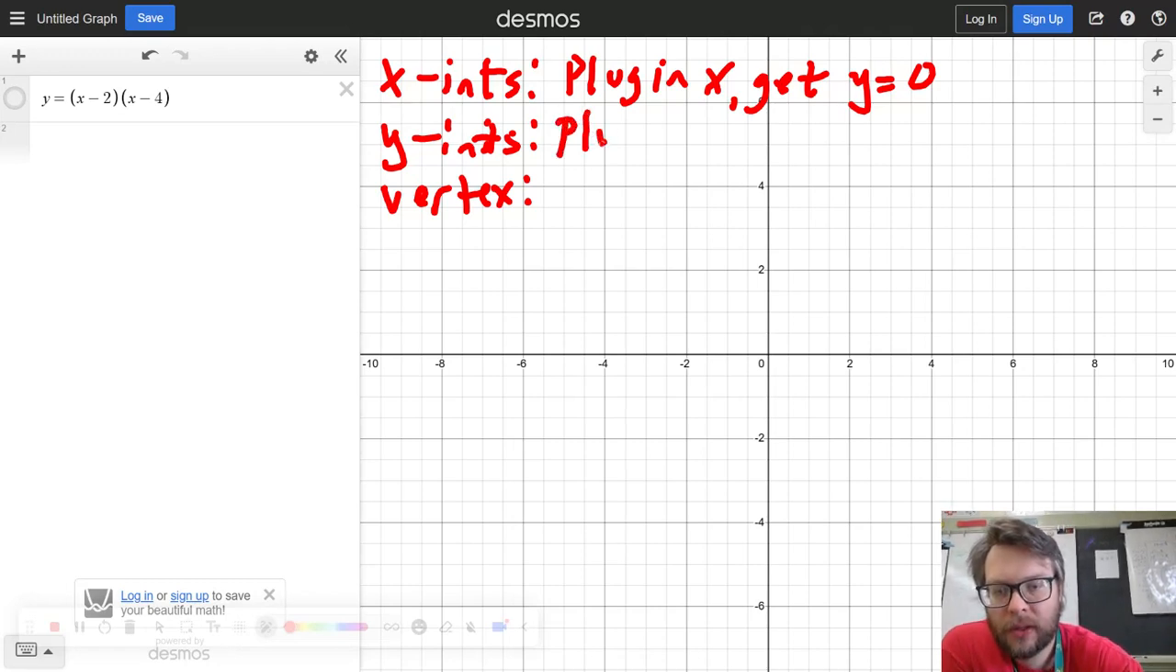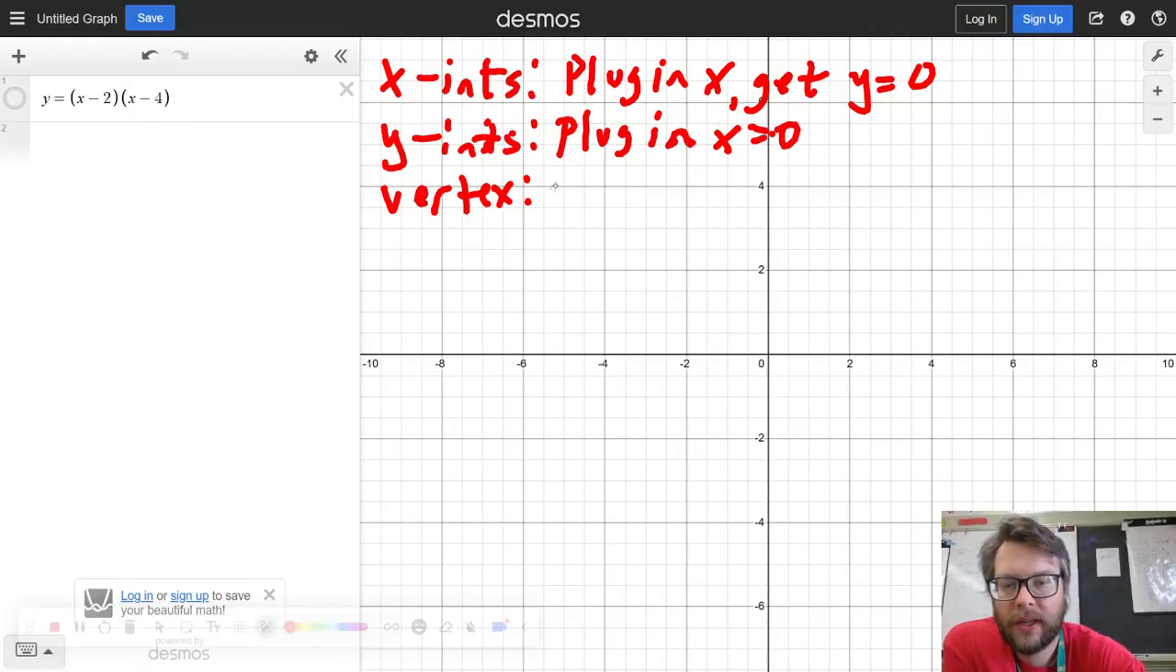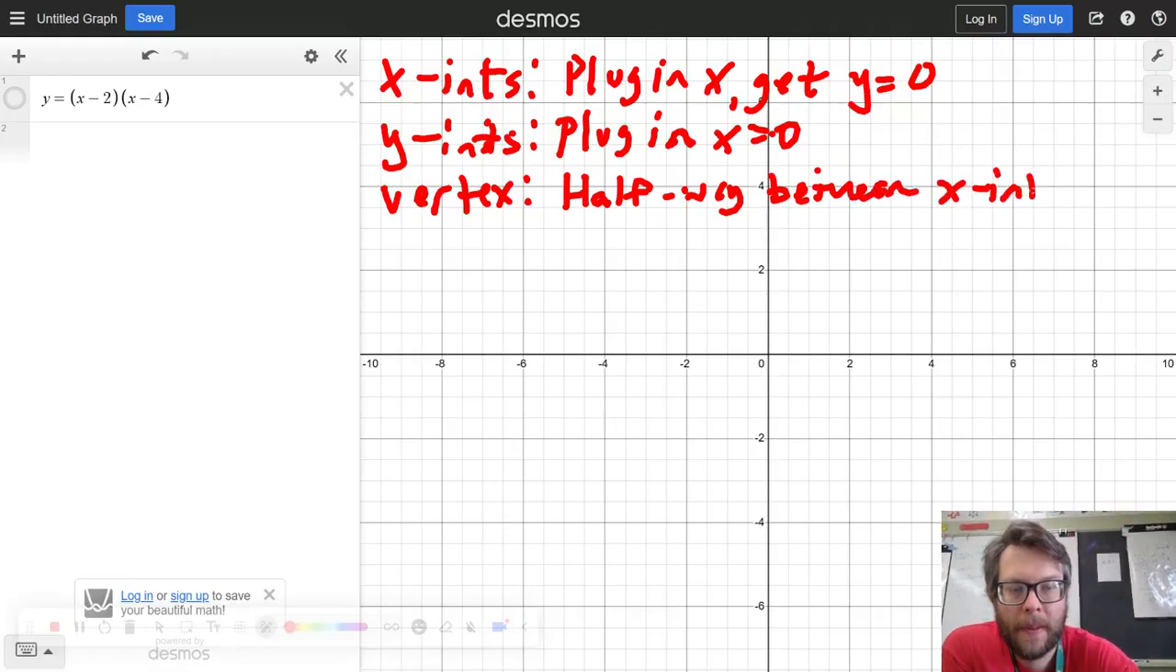Y-intercept means plug in x equals 0. And vertex is halfway between the x-intercepts. Okay, so let's use those ideas.